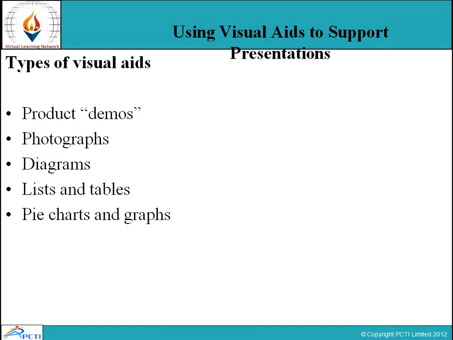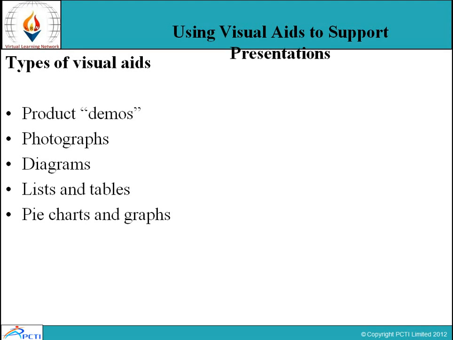Using visual aids to support presentations. Types of visual aids. Product demos. Visual aids is whenever we show something to our audience in our presentations. We take help of some aids, visual aids, which can give more understanding and can be more presentable. What are they? Product demos.